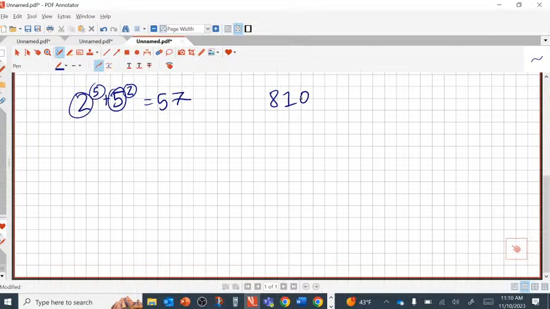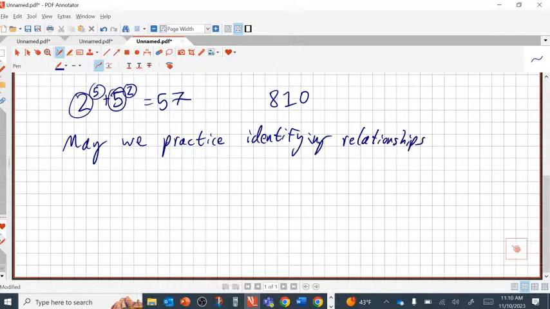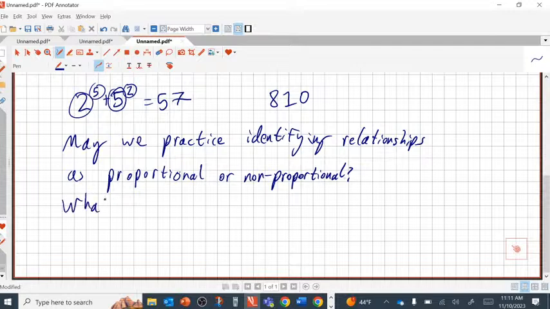Okay, so moving on, guys. Jeremy, what's our first essential question? May we practice identifying relationships as proportional or non-proportional. And then our second essential question is going to come from Nathan. What is the constant of proportionality?